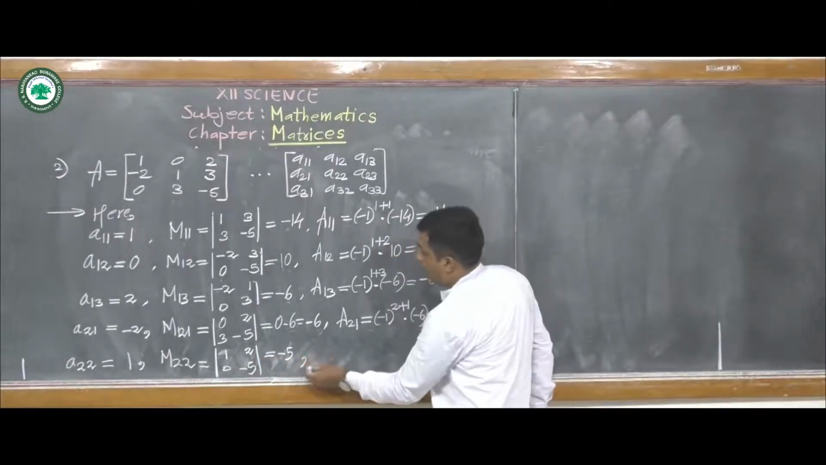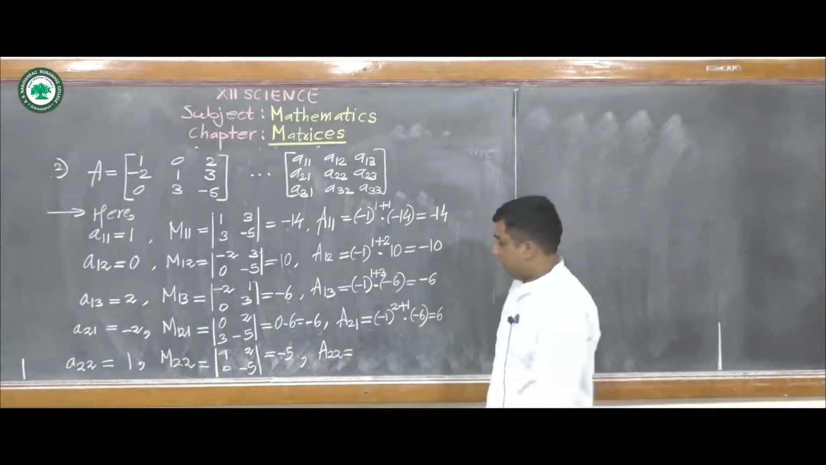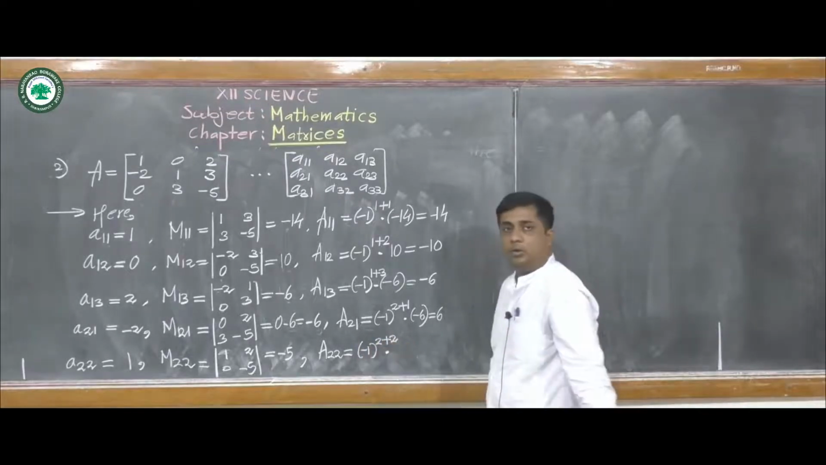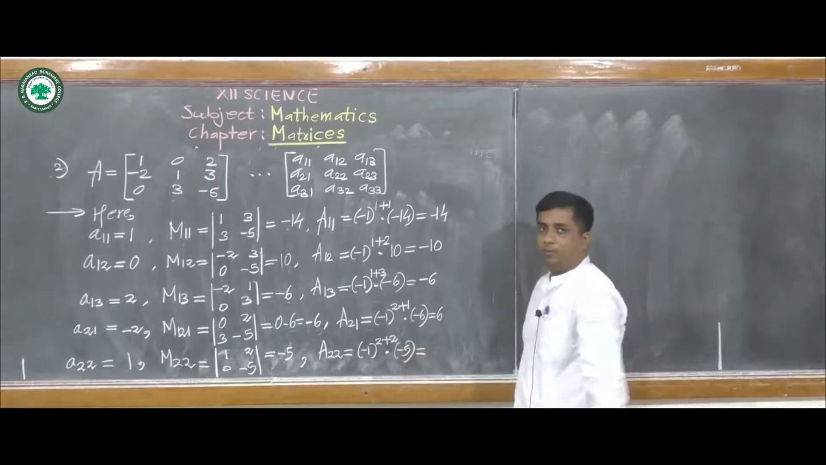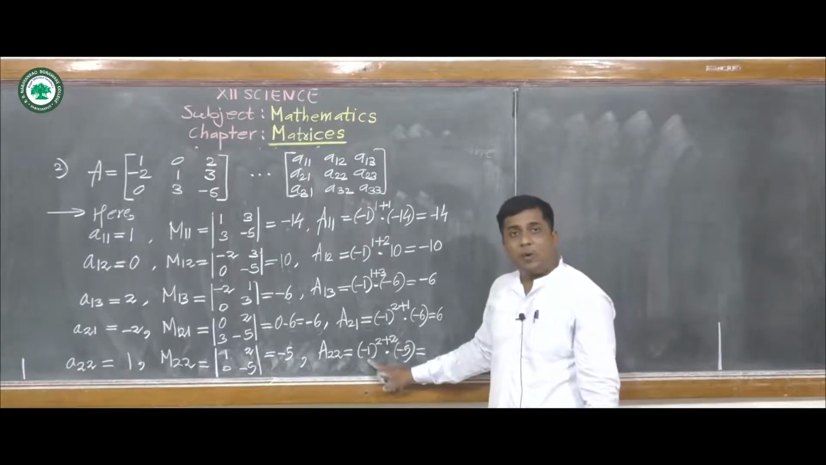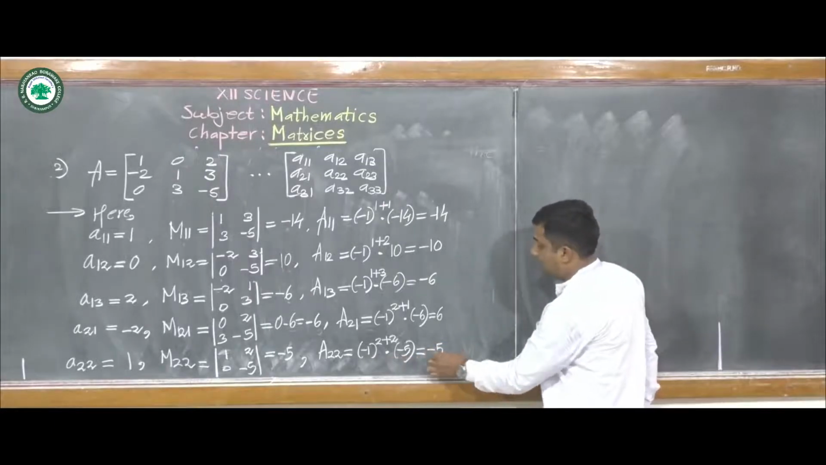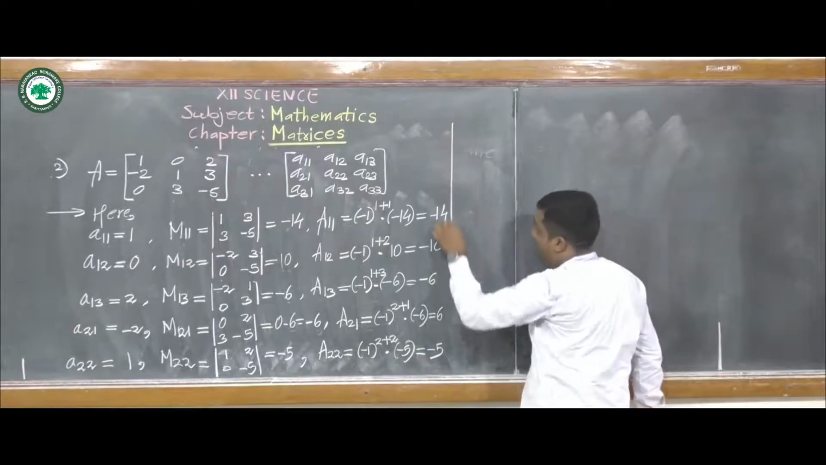Next, its cofactor A22 is equal to minus 1 raised to 2 plus 2 into the minor, which is minus 5. This is equal to minus 1 raised to 4 is plus 1, and 1 into minus 5 is minus 5. Then we go with the next elements.